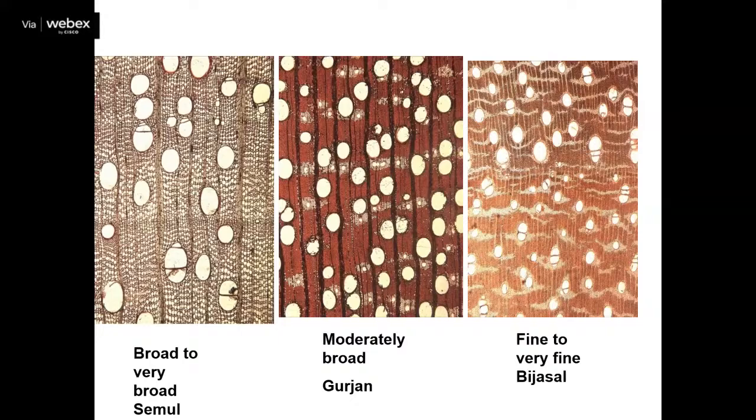Rays in the first photograph, that is semul, are very broad. By looking at this, you can tell very broad rays are there, and maybe this belongs to this timber, like that. In some timbers, it is moderately broad. In some, like bijasal, it is fine rays. So their size also differs. Some may be fine, some moderately broad, some broad to very broad.